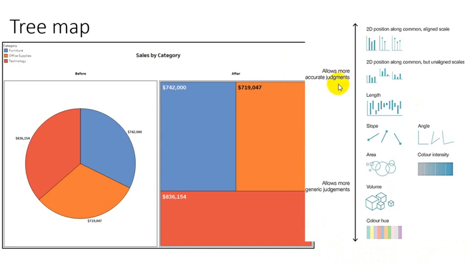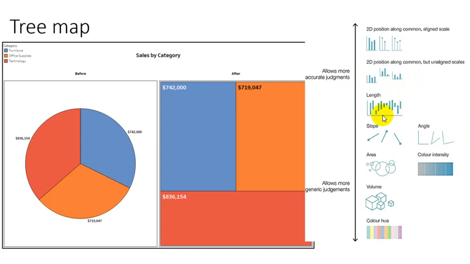But more accurate judgments are easier when gauging the position along a common aligned scale. That's that consistent baseline that I was talking about. And whether you're decoding a length or a height, also area, that's the easiest for humans, and you're going to get the most accurate reading of your plots. Next, 2D position along a common scale, but they're not aligned. So the scale along these is the same, but the charts aren't lined up with one another.